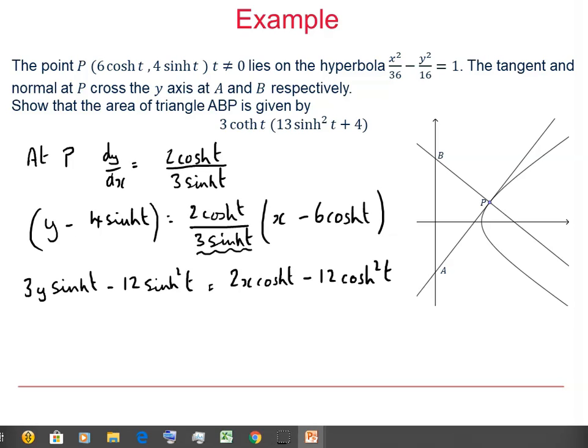Now we can see that if we add 12 cos squared t to both sides, on the left hand side we'll have 12 cos squared t minus sin squared t, and that's going to be just equal to 12. So we end up with 3y sin t plus 12 is equal to 2x cos t.